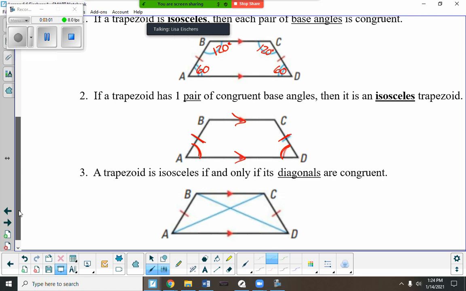And lastly, a trapezoid is isosceles if and only if the diagonals are congruent. So because it's if and only if, it means you can read it both ways. If the diagonals of a trapezoid are congruent, then it's isosceles. Or if a trapezoid is isosceles, then the diagonals are congruent. So congruent diagonals happen with a rectangle, with a square, and also with a trapezoid.